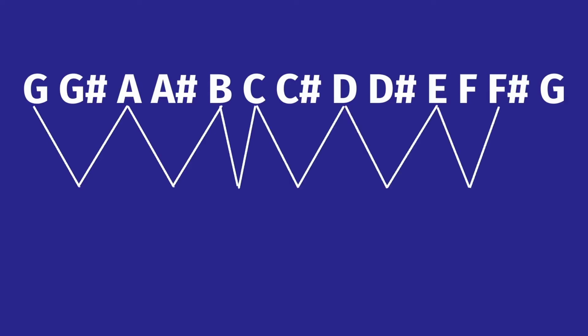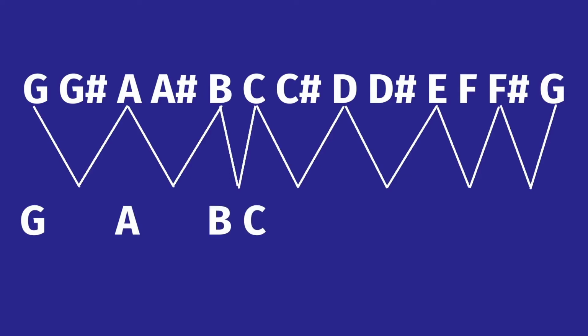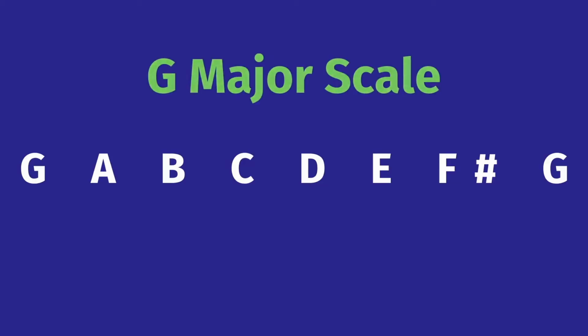Starting with the first G, we'll go whole step, whole step, half step, whole step, whole step, whole step, half step. This will leave us with the notes G, A, B, C, D, E, F sharp, and G. Those are the 8 notes of the G major scale. Okay, now, stay with me.